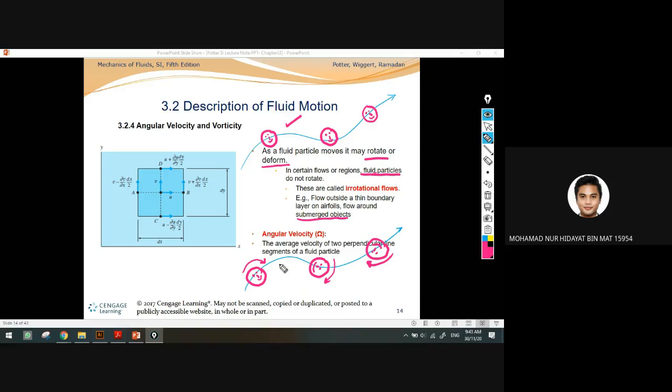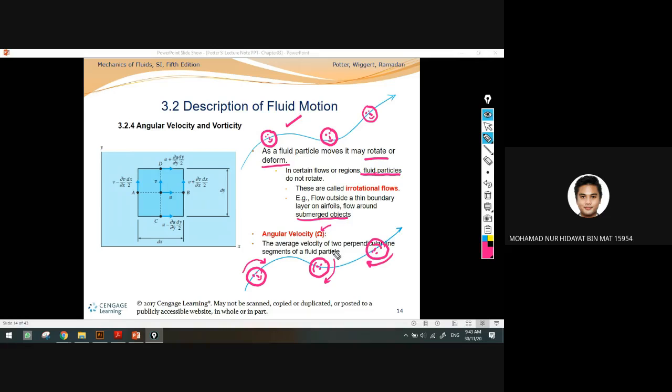Alright? So this is the angular velocity. The symbol is omega like this. Angular velocity is the average velocity of two perpendicular line segments of the fluid particle. This is the basic definition of angular velocity. Remember, when we talk about average, it is 1 plus 1 over 2. You add everything and you divide by the total quantity. That is the average.